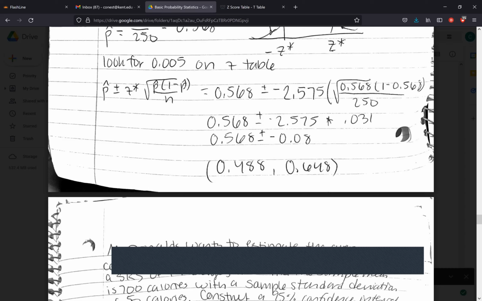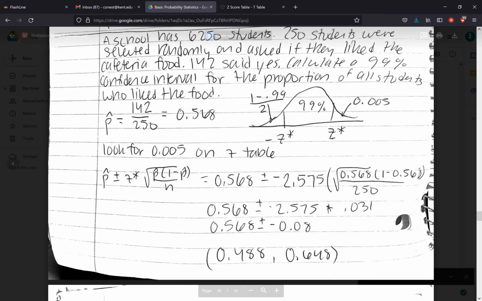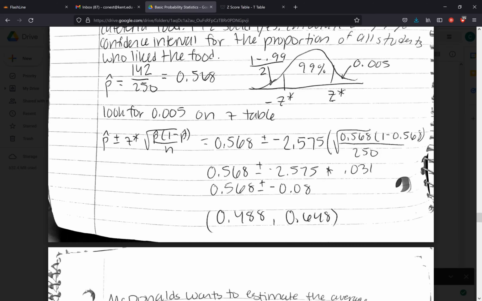Again, we don't know that that interval contains the true population proportion, but if we constructed more confidence intervals, we could say that we're 99% confident that, if we make 100, 99 of them will contain the true population proportion, and then one of them will not.